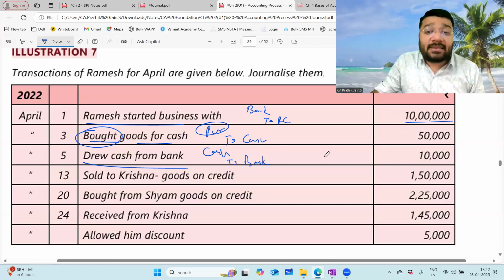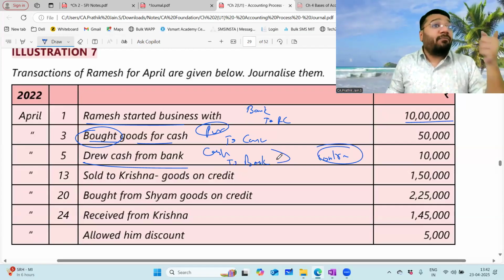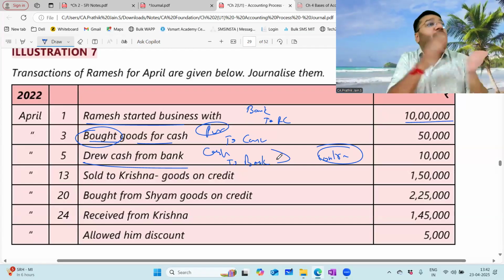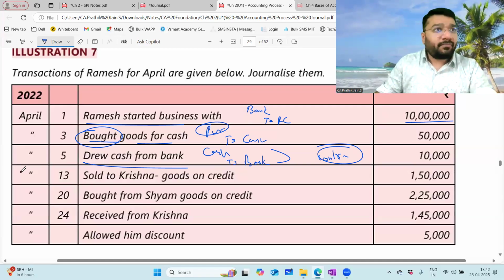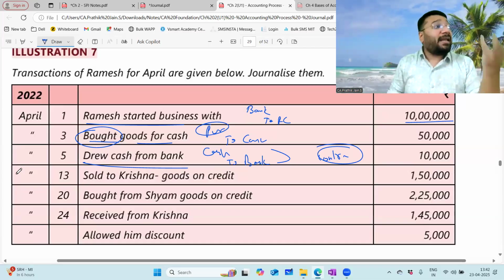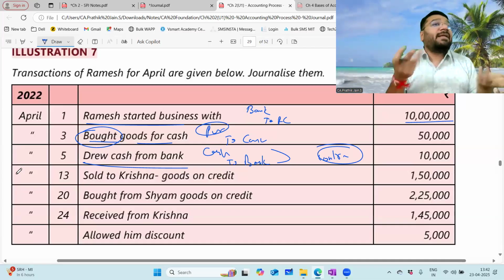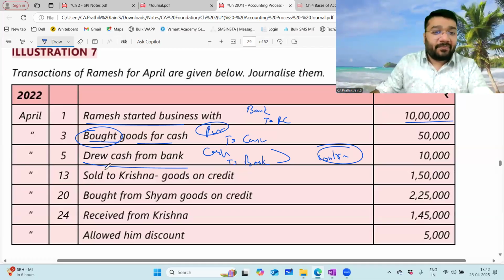This entry is called a contra entry. Contra means what? I'm shifting the money from one of my pockets to another of my pockets only. From my one pocket to another pocket, the money is shifting. So hence we call this a contra entry. Correct? The money which is there in my bank is my one pocket. The money which is there in my cash is again my money in another pocket. So from one pocket to another pocket, if you shuffle the money, it is called a contra entry. This is not a regular entry.